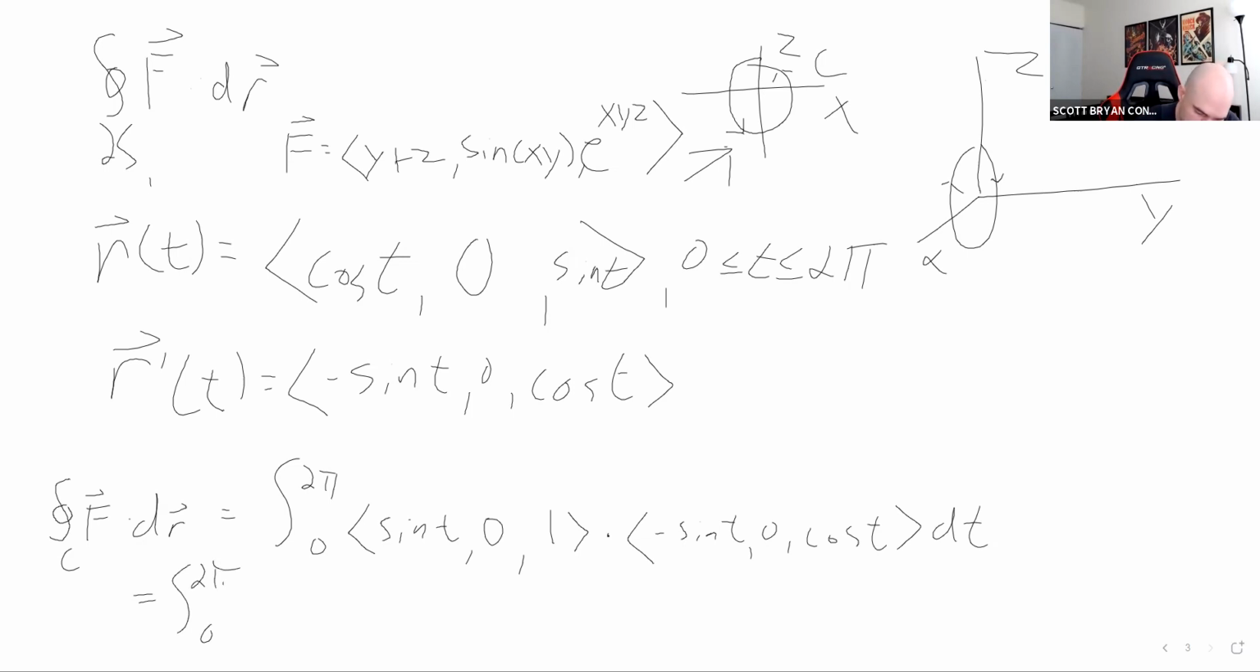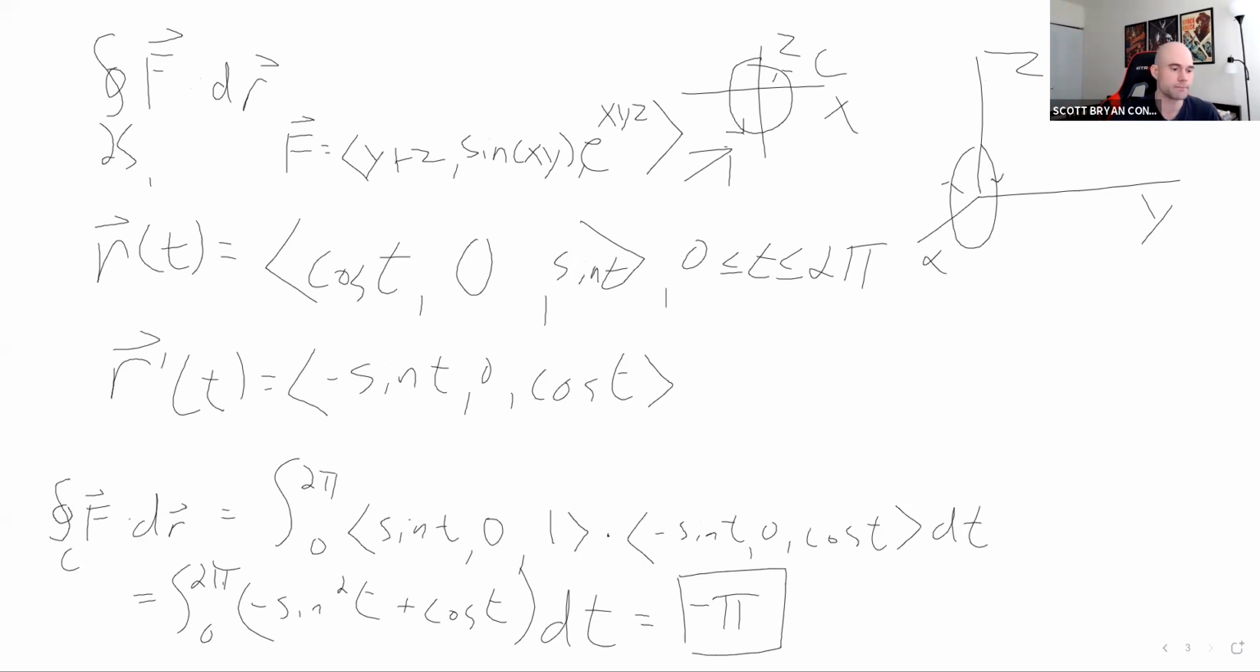And so we get the integral from 0 to 2 pi of negative sine squared t plus 0 plus cos t. This is a straightforward integral to calculate. Cos t integrates to 0, just sine t evaluated at 2 pi and 0. Negative sine squared t, we do our negative, then 1/2, 1 minus cos 2t. And then when we integrate, we get negative pi when we evaluate that. So that's the S1 bit using Stokes. That's the flux of the curl of F over S1.